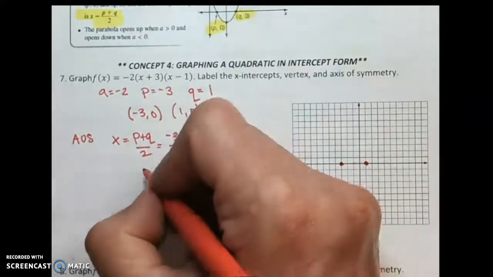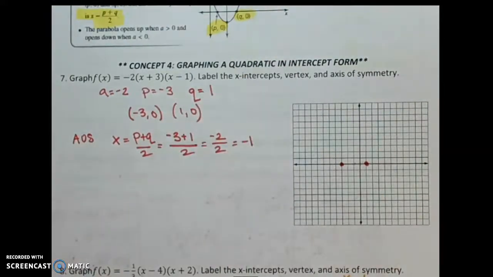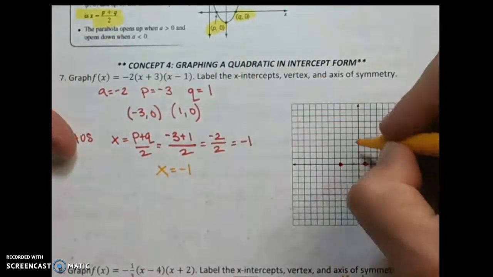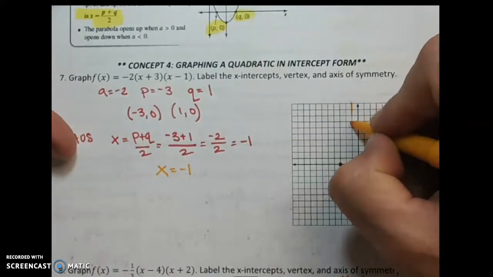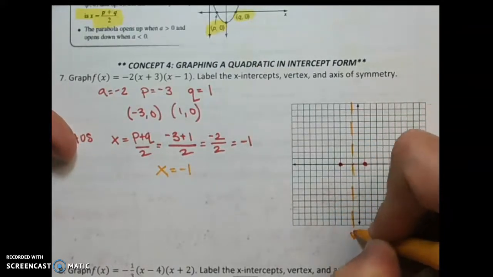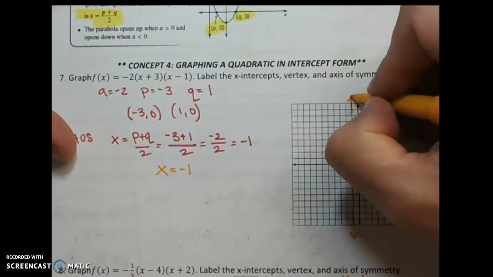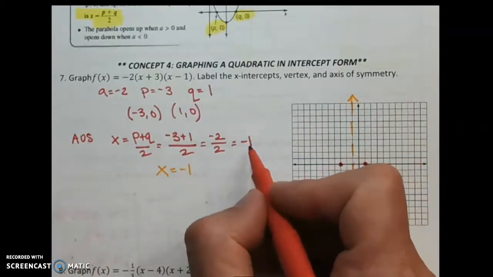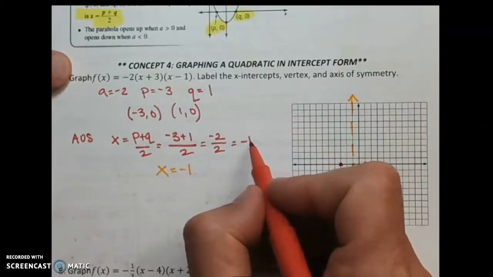So, let me just write that right here. x equals -1, and that would be right here. There is my axis of symmetry, a mirror image. Now to find the vertex, all I gotta do is plug in f of -1.